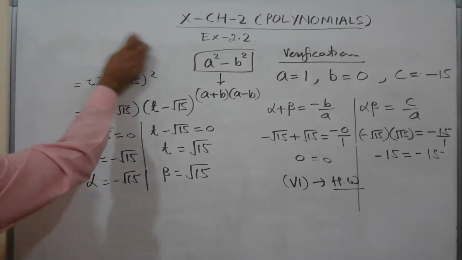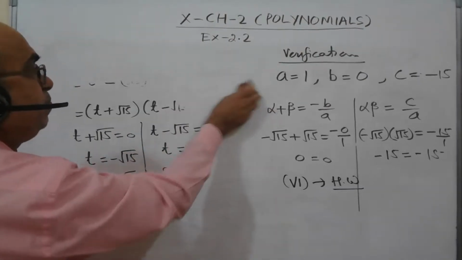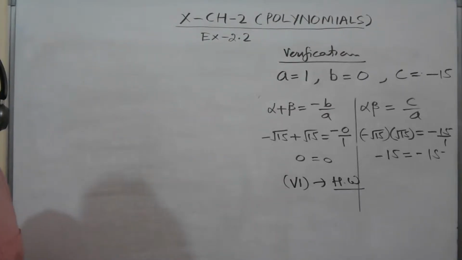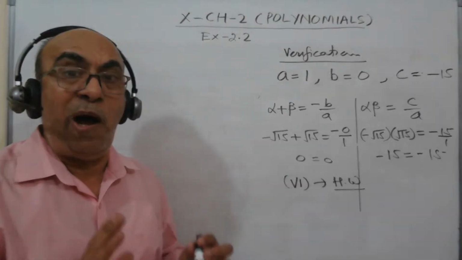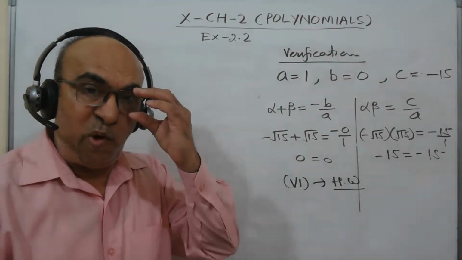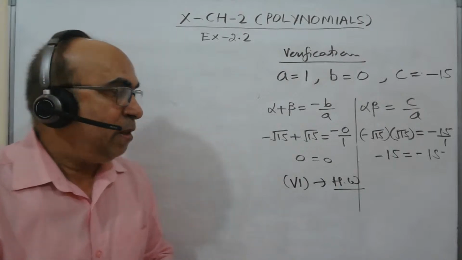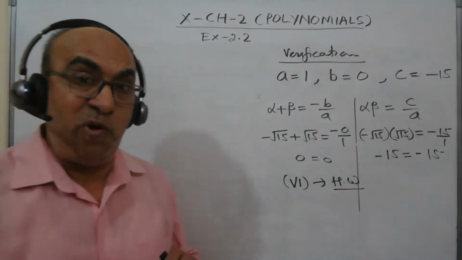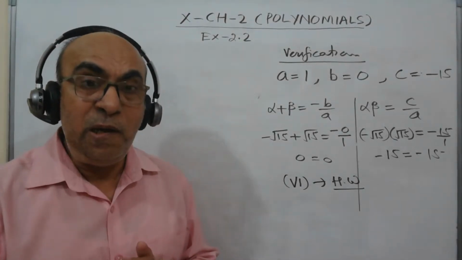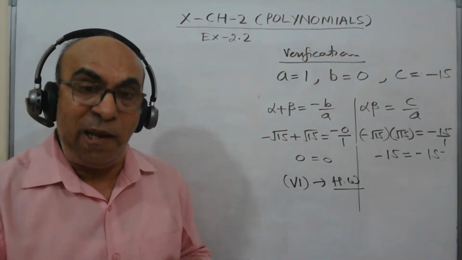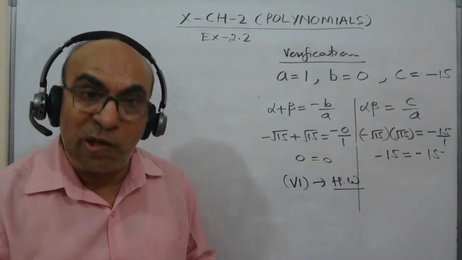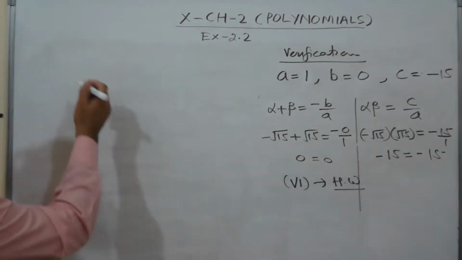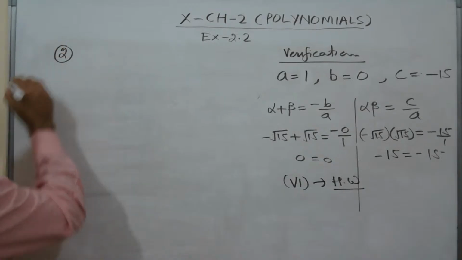Now, second question of this exercise. Zeros are given, you have to find the corresponding polynomial. In this type of question, two types of questions come in examinations. One, zeros are given. Second, sum of zeros and product of zeros are given. So read that question very carefully. Right here, sum and product of zeros are given.